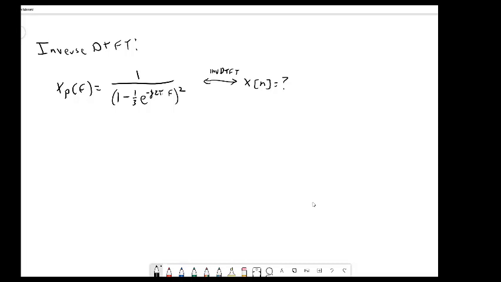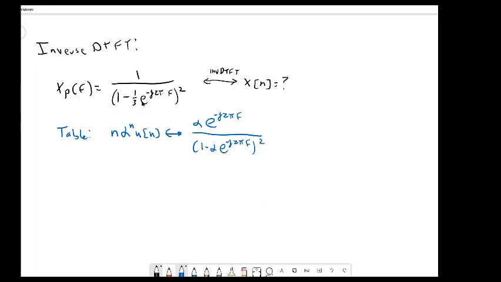And if we go to our DTFT table, look for something close. The closest thing we might find in a table would be this one, that n alpha to the n u of n transforms to alpha e to the minus j 2 pi f over 1 minus alpha e to the minus j 2 pi f quantity squared.